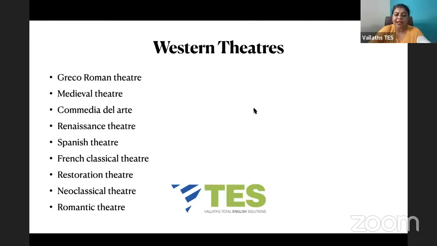Okay, guys. Commedia dell'arte is street theater, okay? And what happened in Commedia dell'arte? There was improvisation. That means actually dialogues were not written. Dialogues were improvised. People would come on stage on the street and then make up their dialogues. It was mostly vulgar also. Commedia dell'arte influenced Shakespeare's comedies. And Commedia dell'arte also used masks.